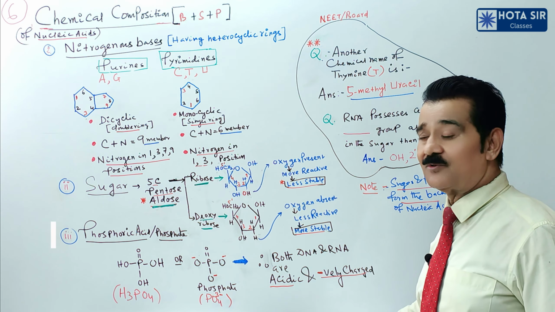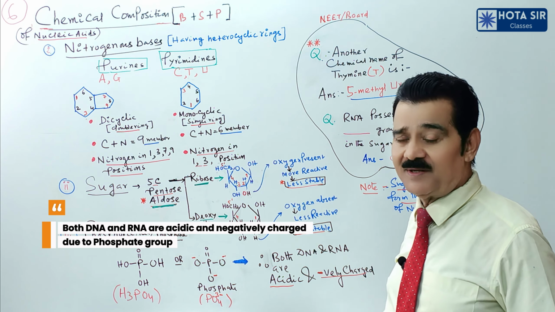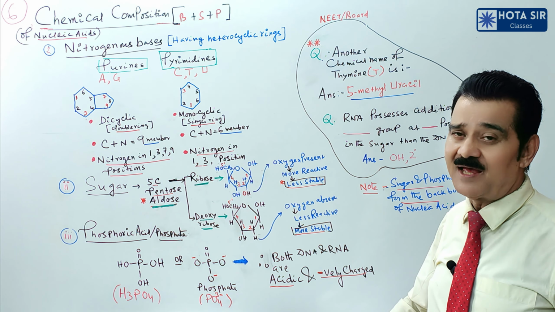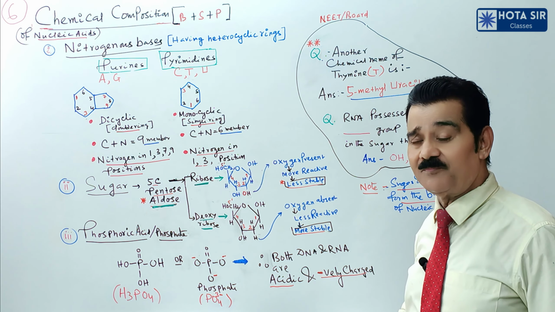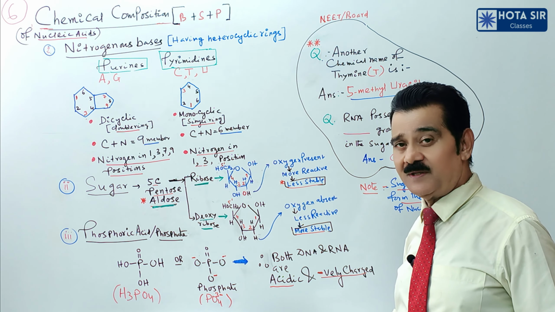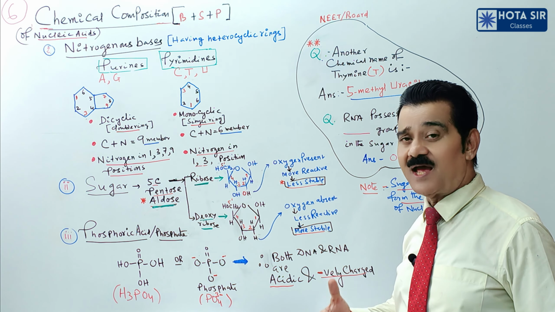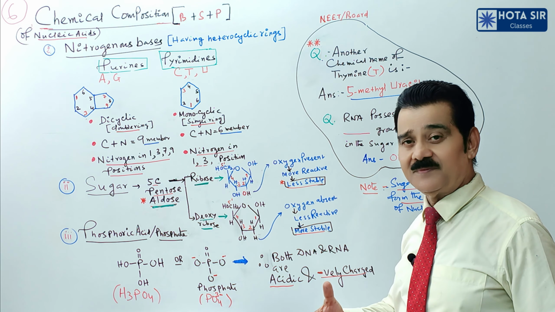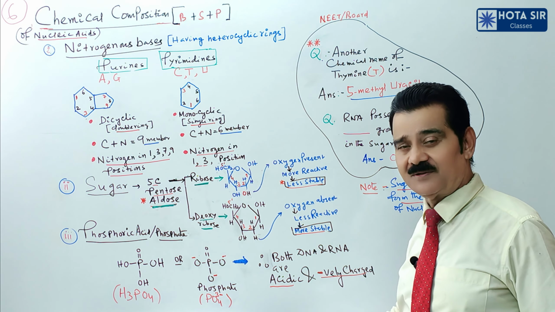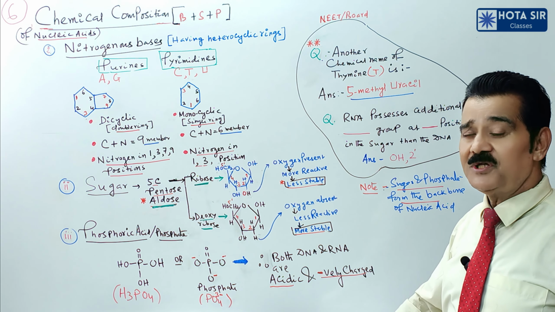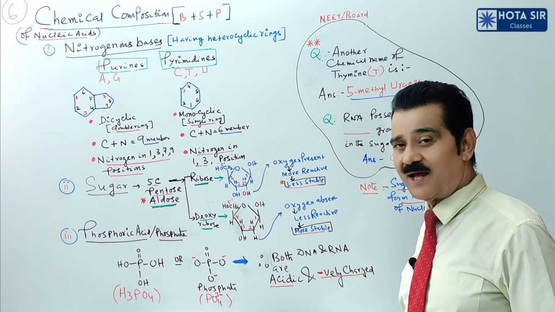Now there are some important questions you can see. The thymine base which is present: another chemical name of thymine base is 5-methyl uracil. Very, very important for NEET and board examination. If a statement comes asking for another chemical name of thymine, it is 5-methyl uracil. Okay. Now which one is more stable, RNA or DNA? DNA is more stable than RNA.